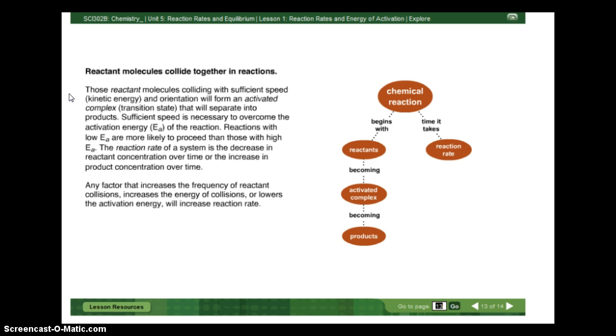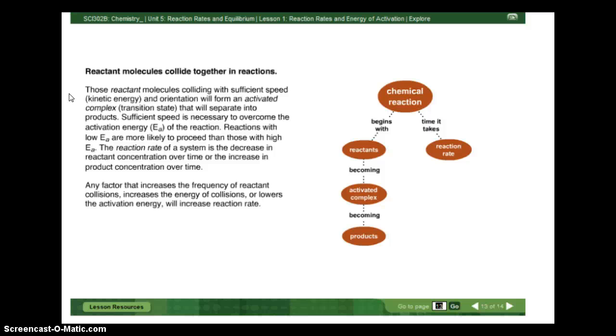Reactant molecules collide together in reactions. Those reactant molecules colliding with sufficient speed, kinetic energy, and orientation, so remember they have to be facing the right direction, will form an activated complex, or a big blob in the transition state, that will separate into products. Sufficient speed is necessary to overcome the activation energy of the reaction. Reactions with low activation energy are more likely to proceed than those with high activation energy. So again, that's why we use a catalyst to lower that activation energy.